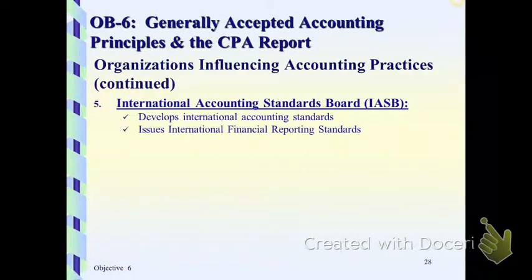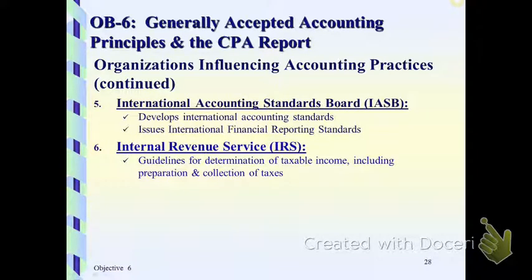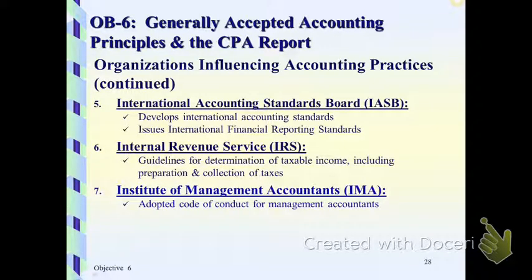Next, other influencing parties are the International Accounting Standards Board. They develop, like the Financial Accounting Standards Board develops GAAP, international accounting standards, and they issue international financial reporting standards. We have the IRS, the good old government taxing agency. They produce guidelines that determine taxable income, including preparation and collection of taxes. And then we have the Institute of Management Accountants. They adopt a code for management accountants that they should follow.